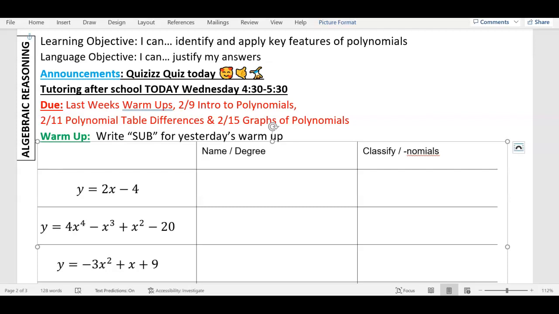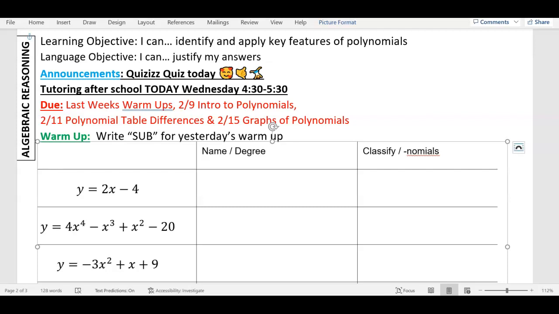Now, let's do our warm-up. By the way, it says in red here what's due, the things that need to be done. From 2-9, this assignment is what the quiz is over. 2-11 and yesterday, 2-15, these assignments are also due. They're about to go in, so make sure you have these done. Cool? Now, here's the warm-up.